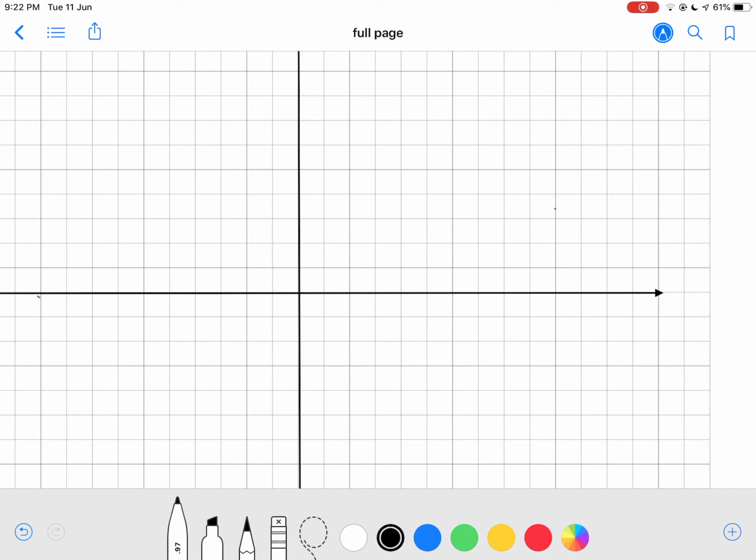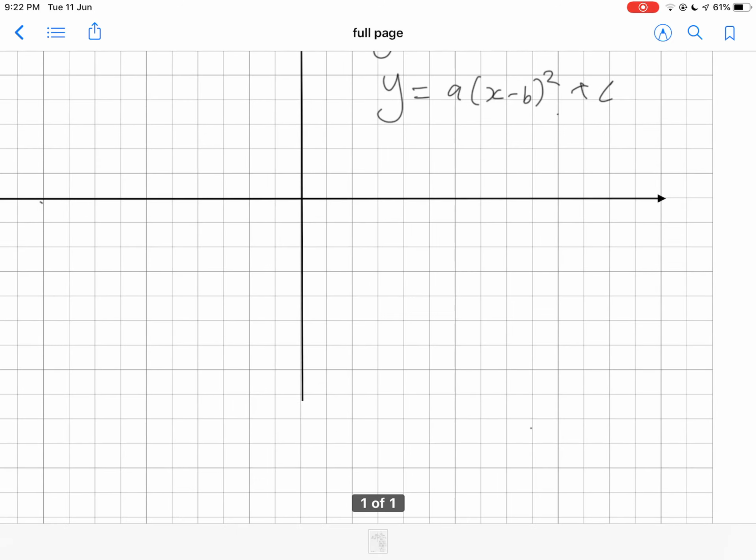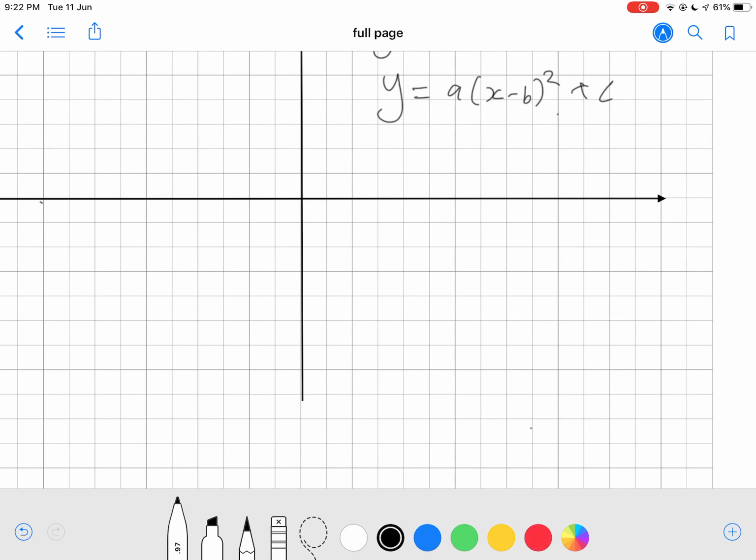Parabola is also pretty straightforward. We have two basic ways of doing our parabola. That's y equals a(x minus b)(x minus c), where b and c are our x-intercepts, or we can say y equals a(x minus b) whole squared plus c, where b and c are coordinates for the vertex of our parabola. Both are pretty straightforward. We should have done this in level 1.